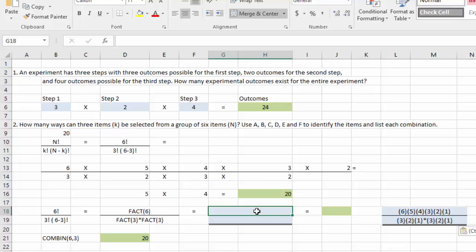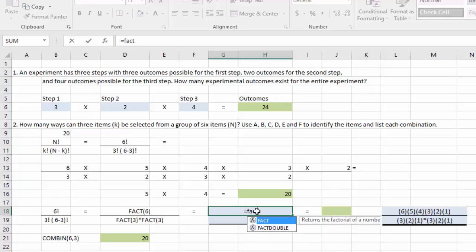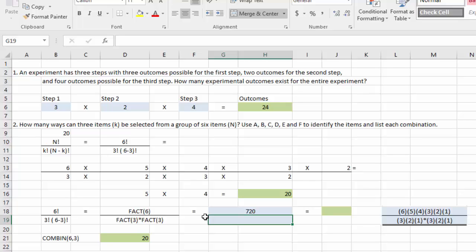We can actually use Excel functions. So we can say equals FACT, for factorial. We're going to open the parentheses, and this is going to ask what's the number. What we want to do is factorial 6, because that's this number right here. We hit enter. There's 720. Again, if you multiply this out, it becomes 720. So we now know how we get to that 720 mark.